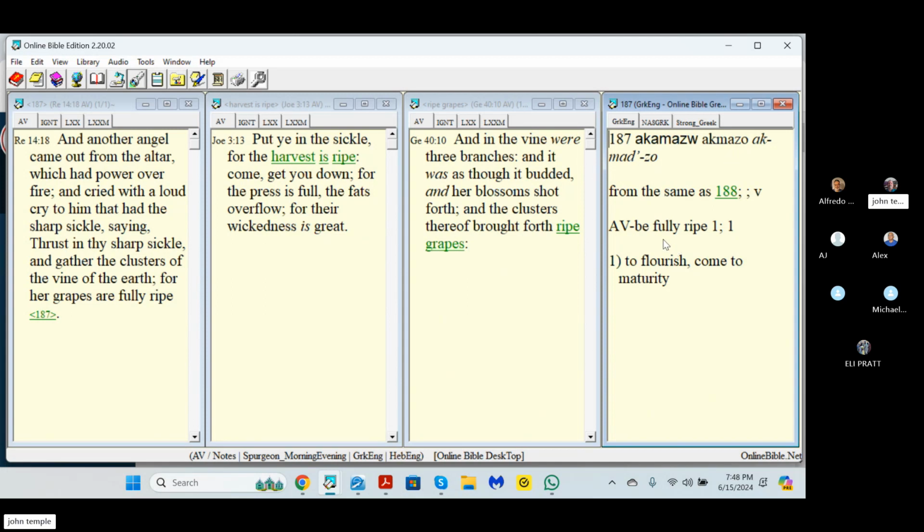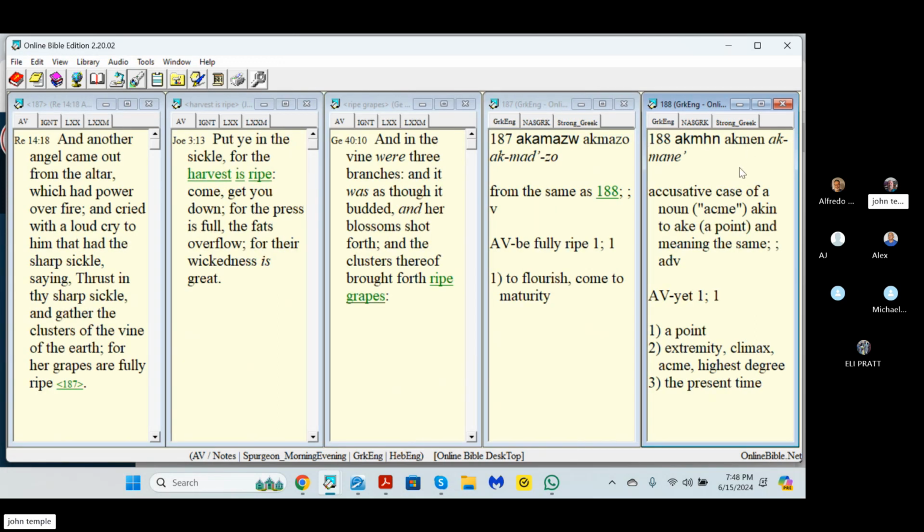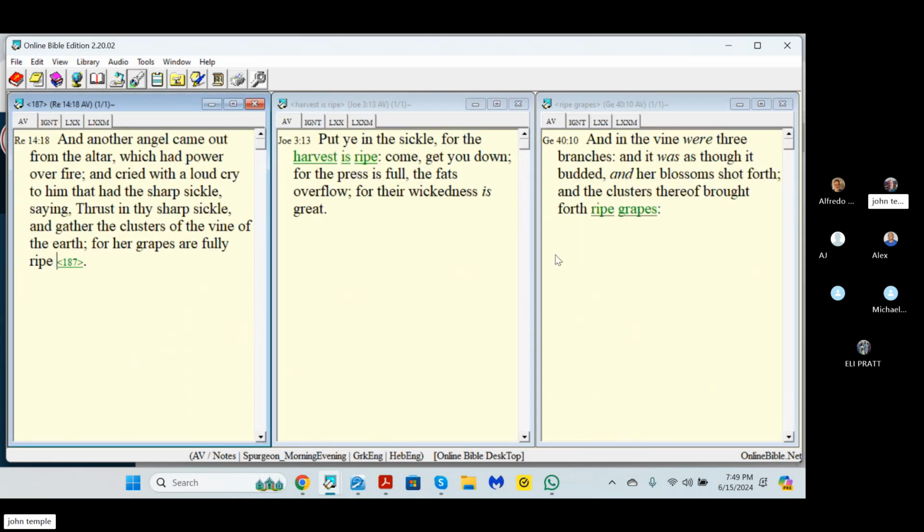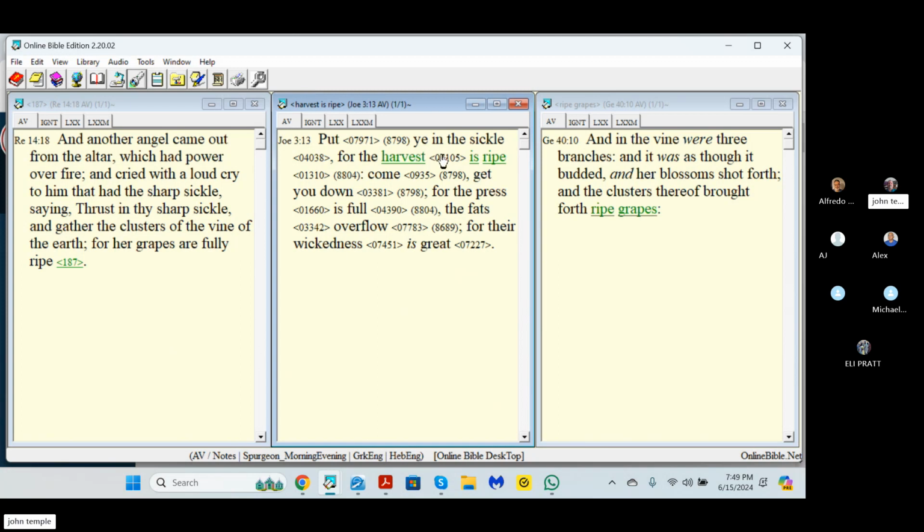Akmazo, to be fully ripe, to flourish, to come to maturity. That's it, the end of time. Akmen means yet. One time in the Bible. Both of these are one time in the Bible. Acme. Okay, and Joel 3:13, put ye in the sickle, for the harvest is ripe. Come, get you down, for the press is full, the fats overflow, for their wickedness is great. The harvest.